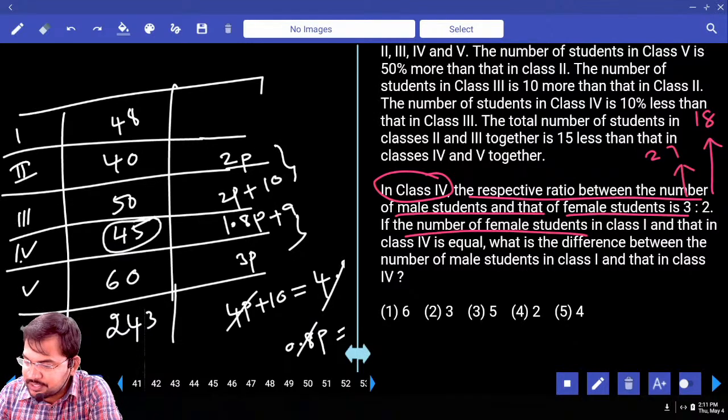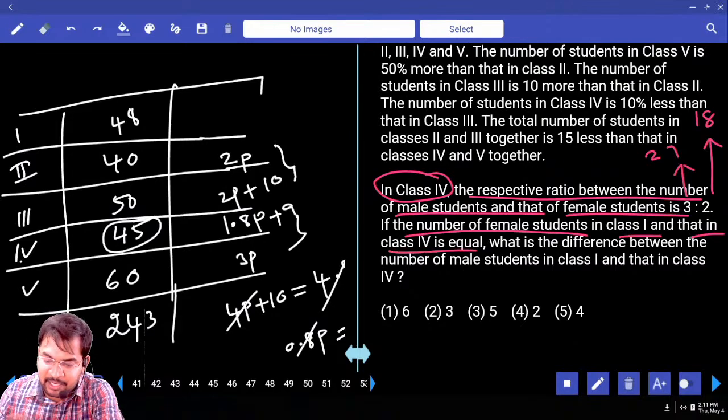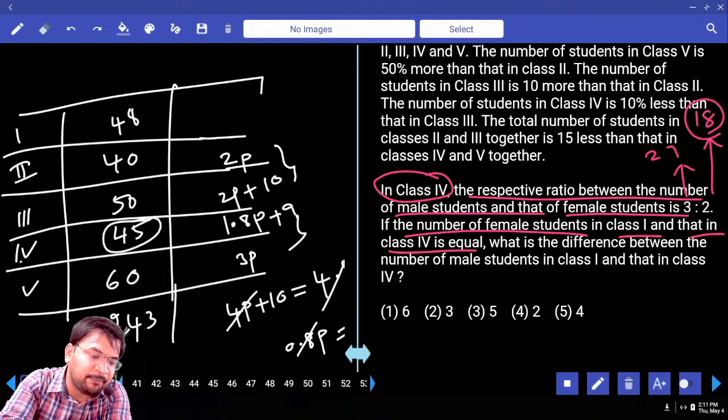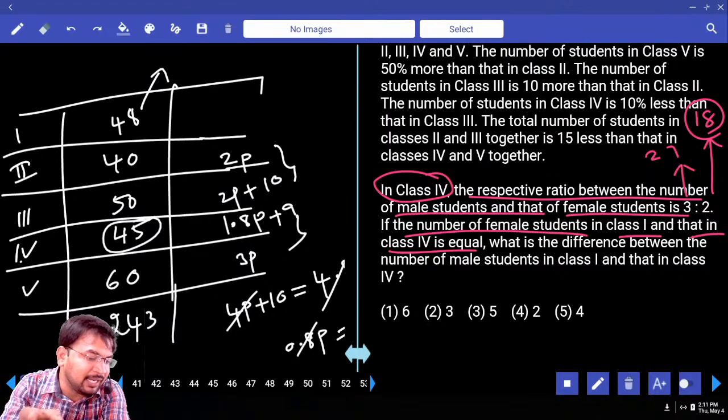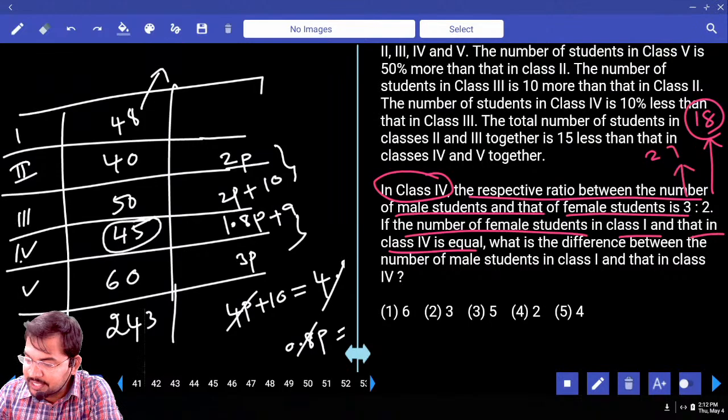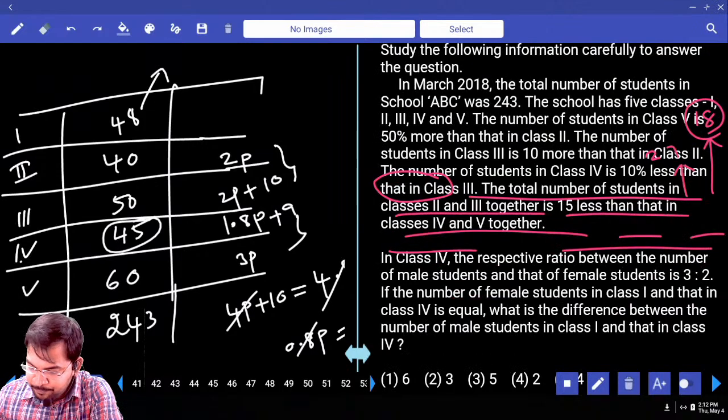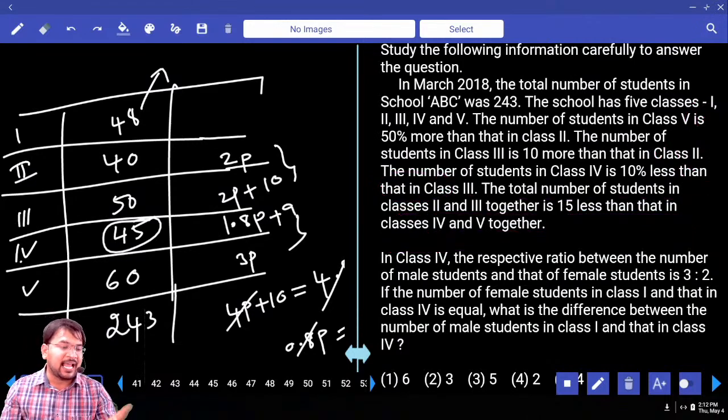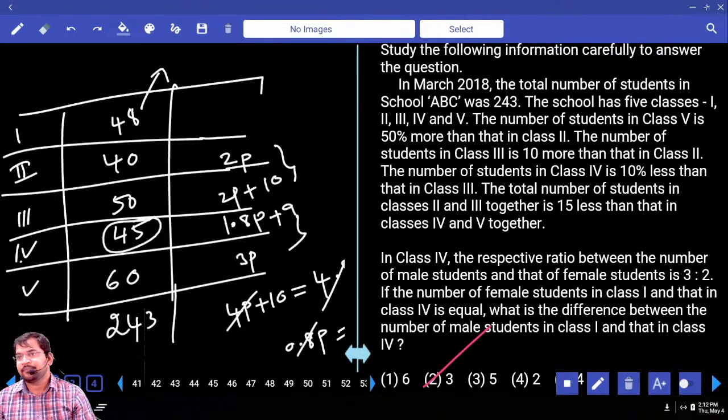If the number of female students in class 1 and class 4 is equal, so female students are equal in class 1 and class 4. Class 4 female students are 18, therefore class 1 female students is also 18, and male students are 30, right? They're asking what is the difference between the number of male students in class 1 and class 4. Male students in class 1 is how much? 30. Class 4 is 27, difference is 3.